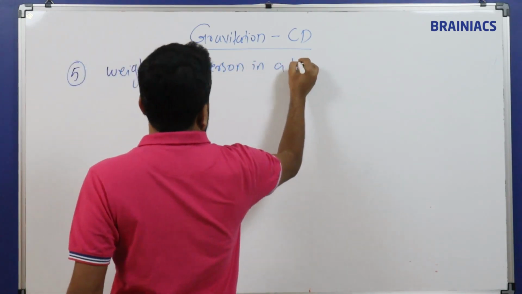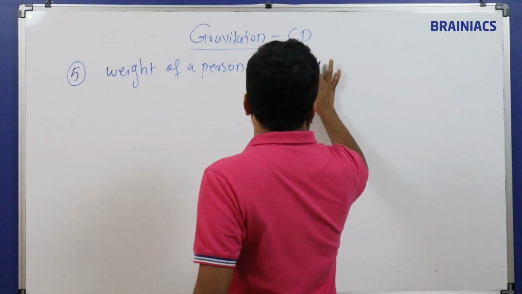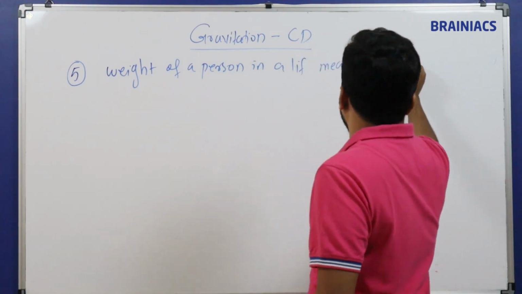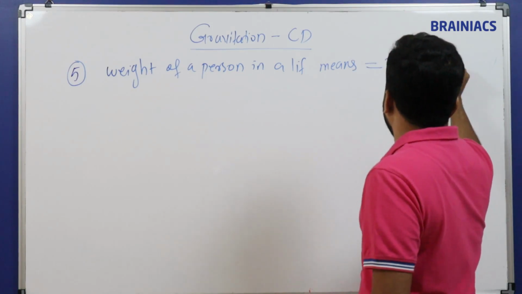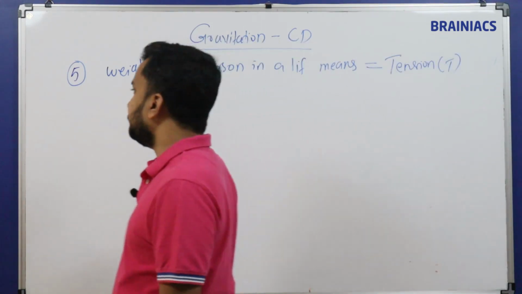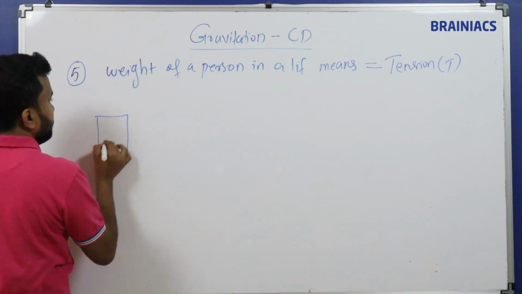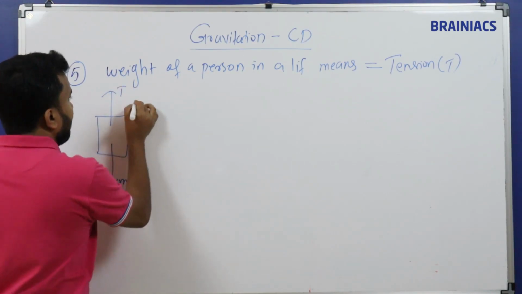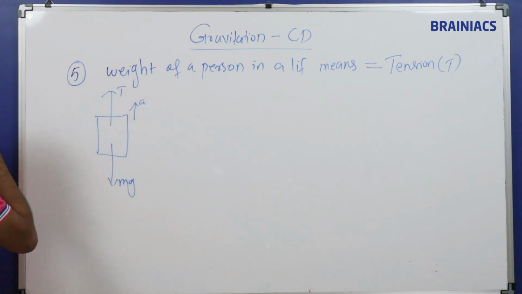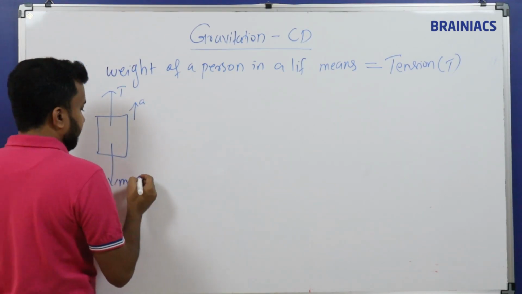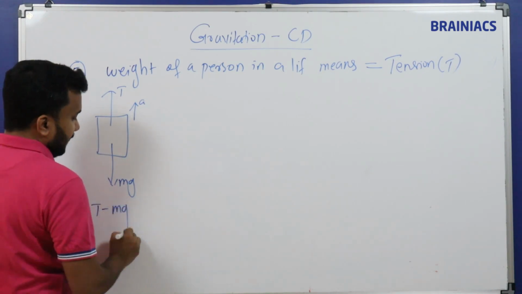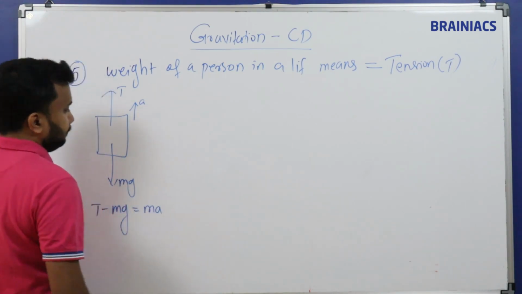Weight of a person in a lift means it is equal to the tension. Capital T is representing that. Now, the first case is the lift moving upward. Tension is upward, mg is downward, acceleration is upward. So we will write the laws of motion equation. What we are getting out of this is T minus mg is equal to ma.